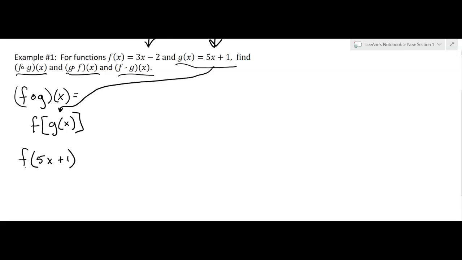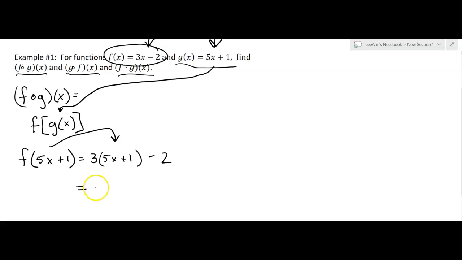So I go to the f function, this one right here, and it's going to be 3 times something minus 2. Well, what's the something? What am I putting in for x? I'm putting in 5x plus 1. Okay? Now these are both polynomial functions. They want us to simplify this.